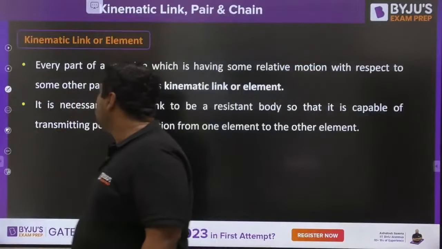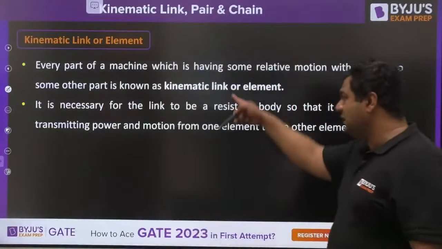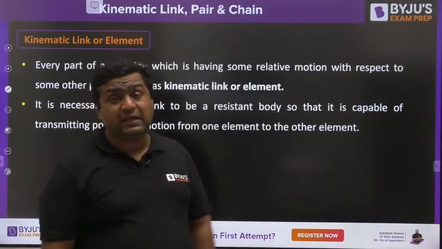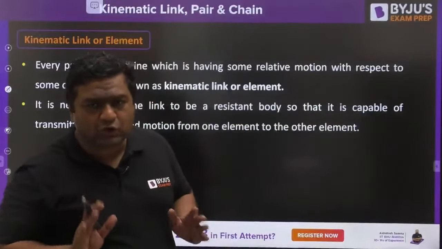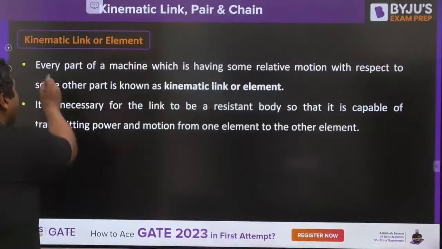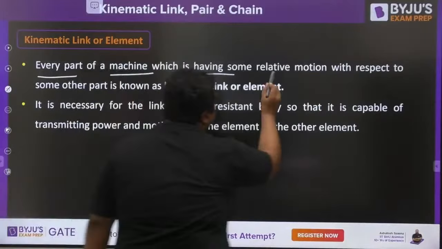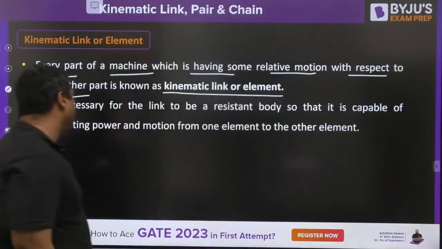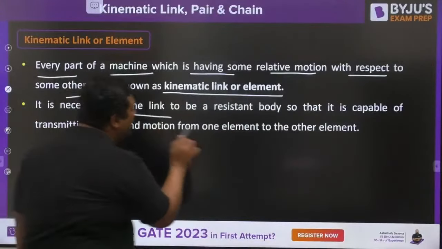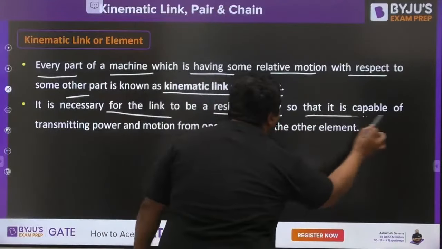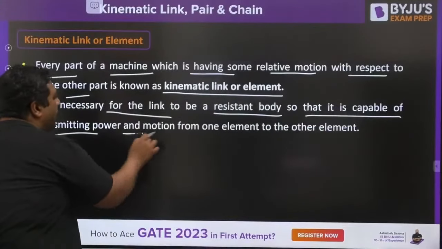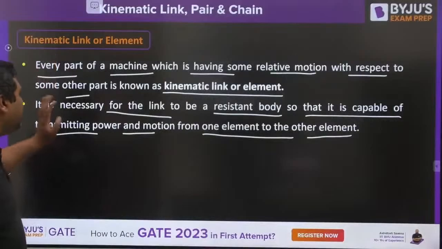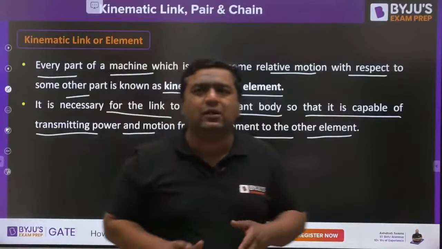Okay. So my dear, then you see the definition, whatever I have written once again is written here. So whatever PDF you would be getting from every class, you need not make any kind of notes for that. Everything is written. Every part of a machine which is having some relative motion with respect to the other part is known as a kinematic link or element. It is necessary for the link to be a resistant body so that it is capable of transmitting the power from one element to the other element. So my dear, this is the definition of kinematic link or element.